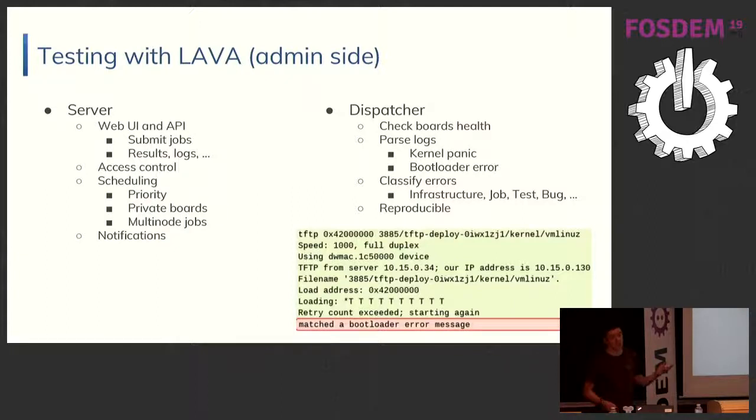When the board is booting, we will automatically parse the kernel output to see if there is a kernel panic. In this case, we will report it and stop the job. We also detect bootloader errors, and we'll try to classify why there was an error. For example, if it's an infrastructure error, like a TFTP server which is not responding correctly, this is not the test which has an issue. It's the infra error directly, so it has to be reported to the users. Same if it's a bug in LAVA, we will try to report it, so the user can just say, it's not my problem, it's a LAVA issue, not mine.